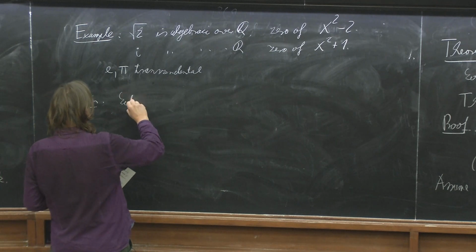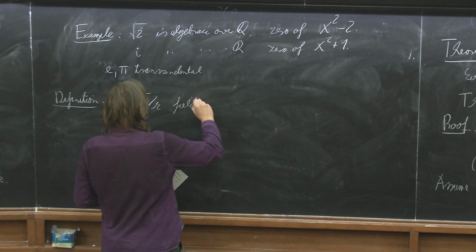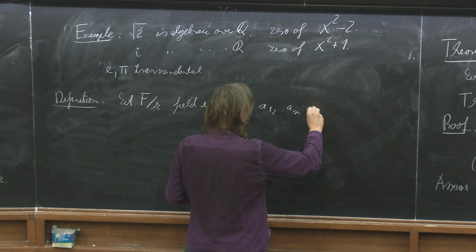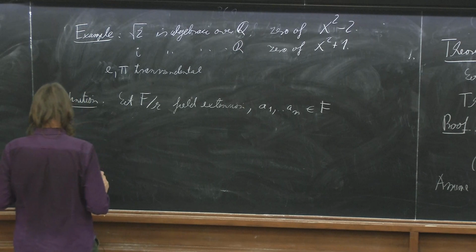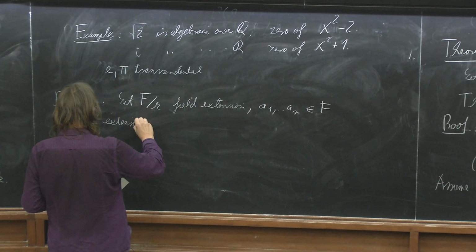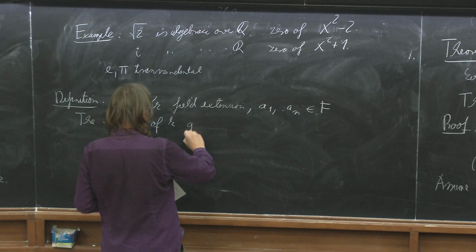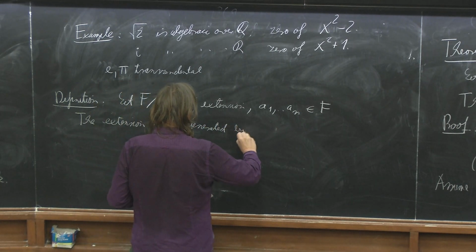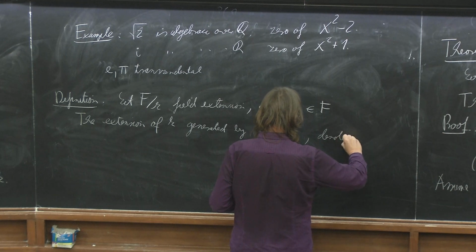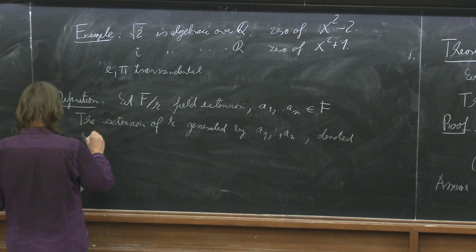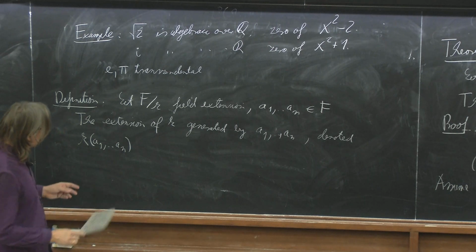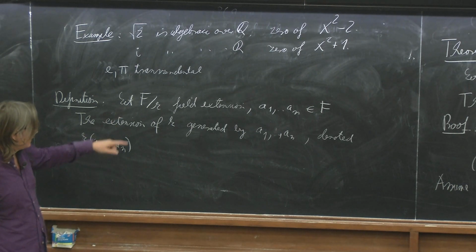So, definition. Let F over K be a field extension. Take some elements a1 to an in F. The extension of K generated by a1 to an, which is denoted K(a1,...,an) with round brackets, is the intersection of all subfields of F which contain both K and a1 to an.